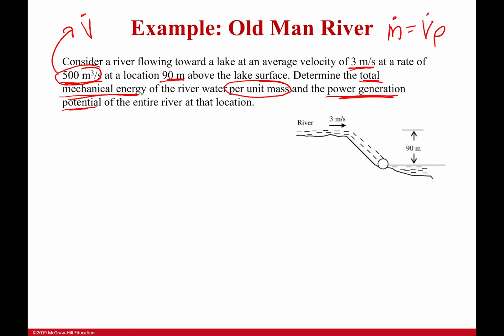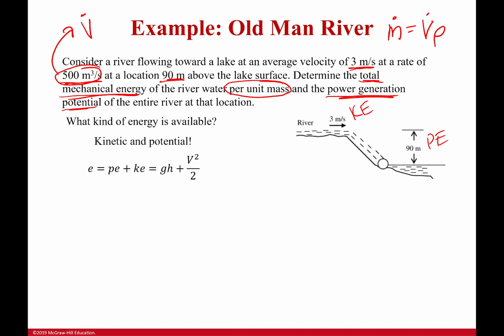Okay, so here's a nice little picture of it. So we've got river water flowing, and we also have this height difference. Now, hopefully, based on our talks of energy, you're already realizing that this means I'm going to have kinetic energy here, and I'm going to have potential energy due to the height difference. So I actually have both of those. Both of those are a way I can get energy out of the system. So what kind of energy is available? Both.